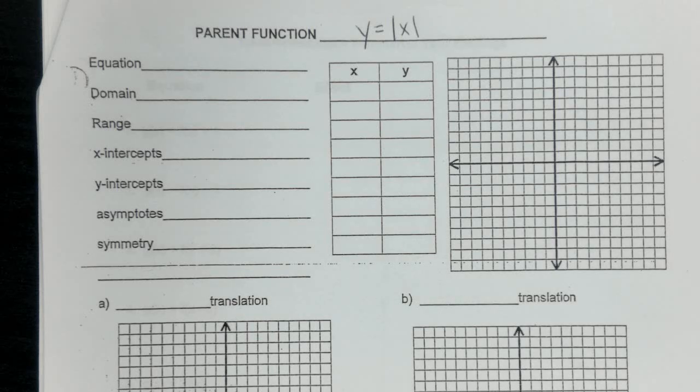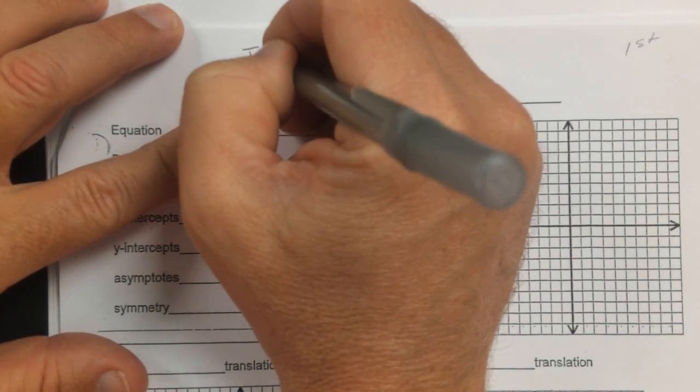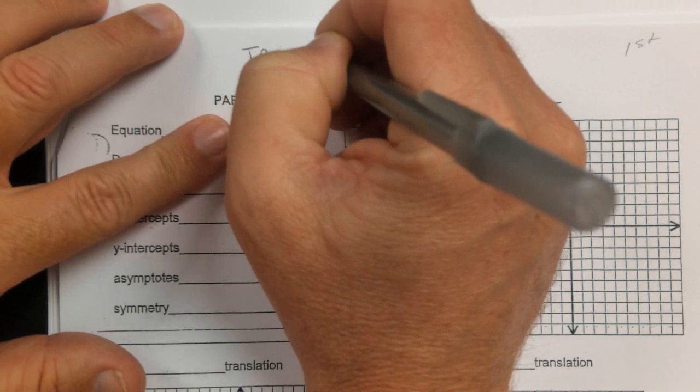Okay, parent function y equals absolute value of x. We're not learning parent functions today. We're going to assume you know the parent functions. What we're going to learn today, maybe we should title it this, is transformations.